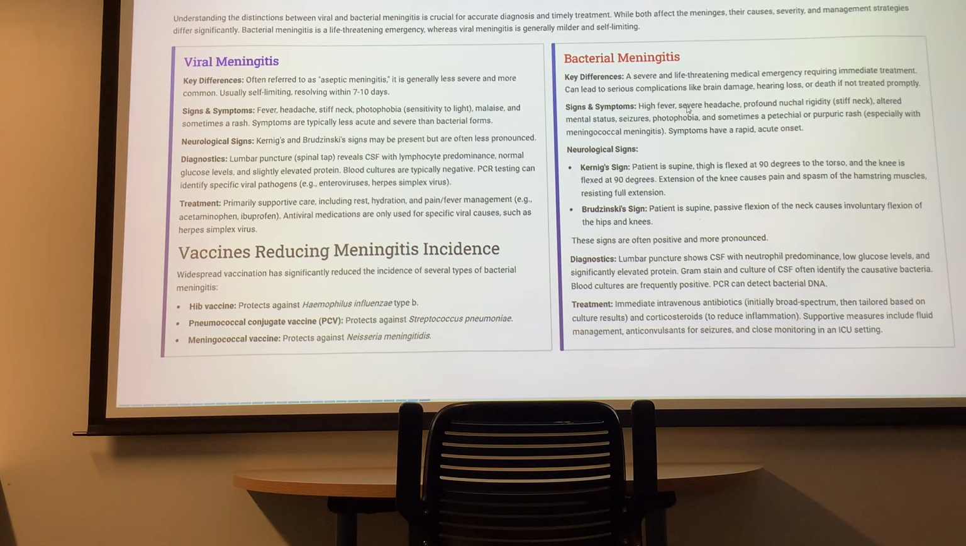Okay. We do have vaccines that prevent against this, right? Which ones? Our meningococcal, our Hib, and our pneumococcal. So those three have all significantly reduced the incidences of kids being admitted with a suspected meningitis. Okay.